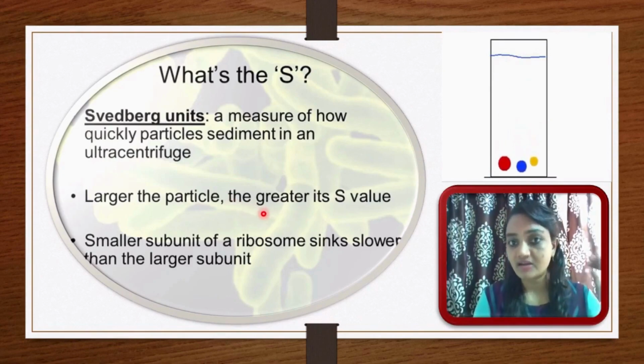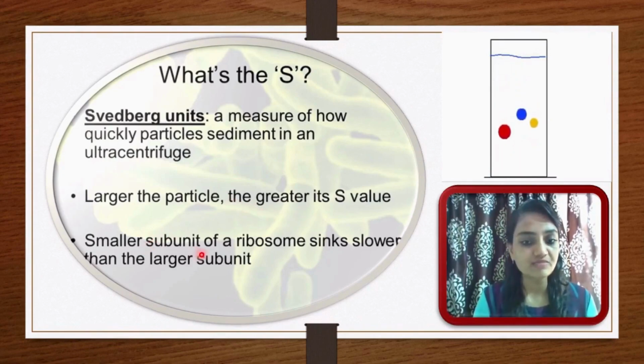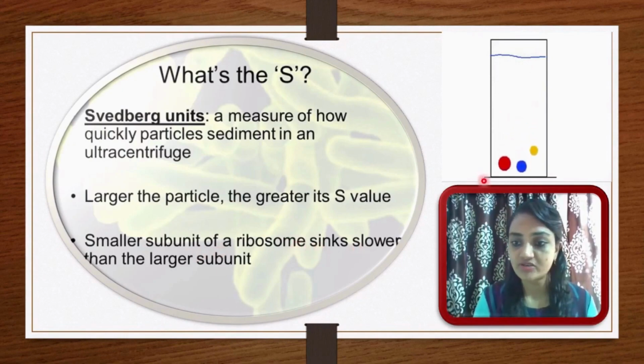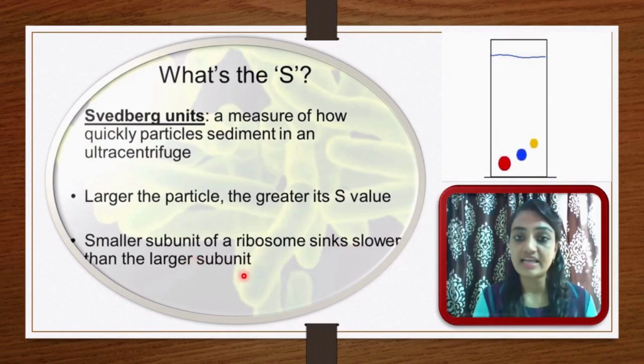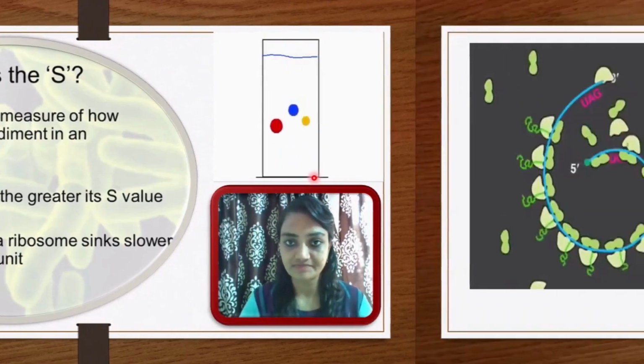The smaller subunit of the ribosome sinks slower. Here you can see the yellowish unit is small, and that's why it will sink slowly as compared to these two, and that's why its Svedberg unit will be very low. So the smaller subunit of a ribosome sinks slower than the larger subunit, and on the basis of how fast it sinks, the Svedberg unit is decided.